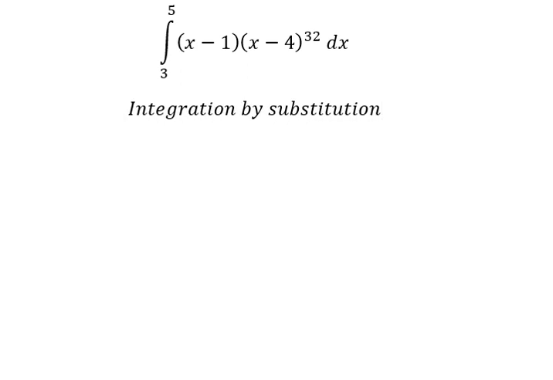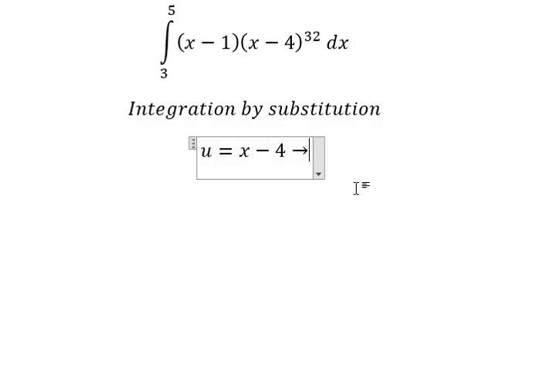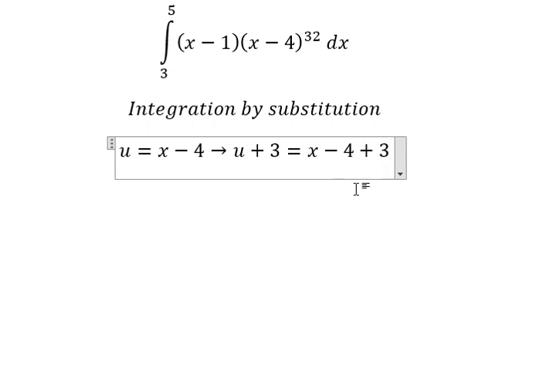So I will put u equal to s minus 4, because we have s minus 1, so we need to add 3 to both sides, and this one we have negative 1.